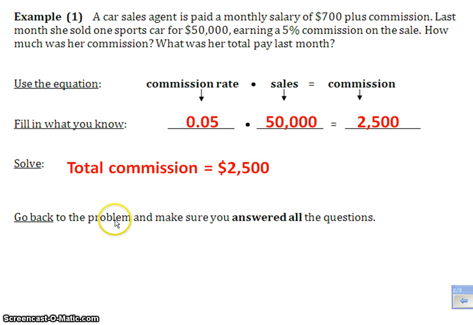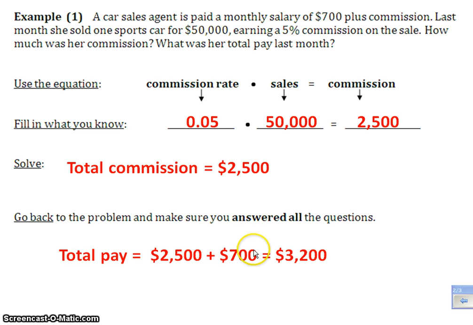Now let's go back to the problem and make sure we've answered all the questions. We just solved how much was her commission. We're also asked what was her total pay last month. The $2,500 is just the commission she made on selling that one sports car for $50,000. But remember, she also makes a monthly salary of $700. The commission of $2,500 is added to the $700. So, last month she made $700 plus the $2,500 for a total of $3,200. Please write this in your guided notes.